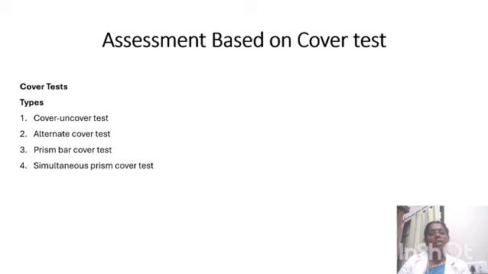Cover testing is the cornerstone of clinical assessment in strabismus. The cover-uncover test identifies tropias, the alternate cover test reveals the total deviation, and the prism alternate cover test accurately measures the angle of misalignment. Careful interpretation of cover test findings is essential for diagnosis, classification, and management of strabismus.